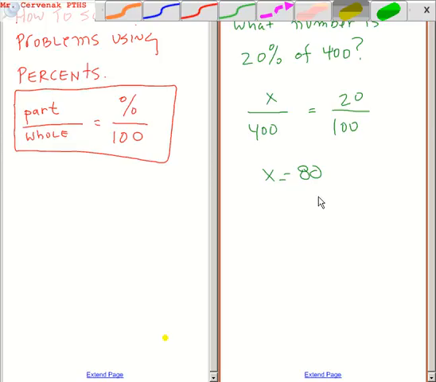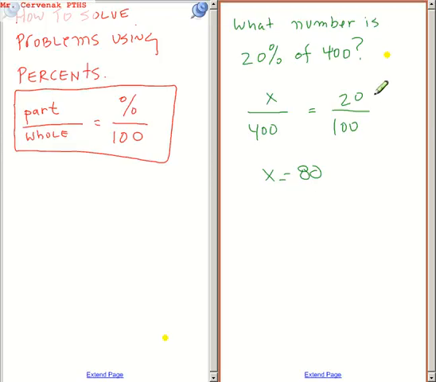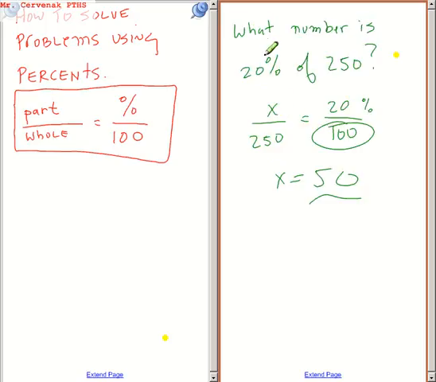The next problem can be solved the same way. What number is 20% of 400? 20 has a percent sign, so it always goes here. 100 always goes there. Of 400, 400 is the whole. Our x is here. Cross multiply and divide. X equals 80. 80 is 20% of 400.